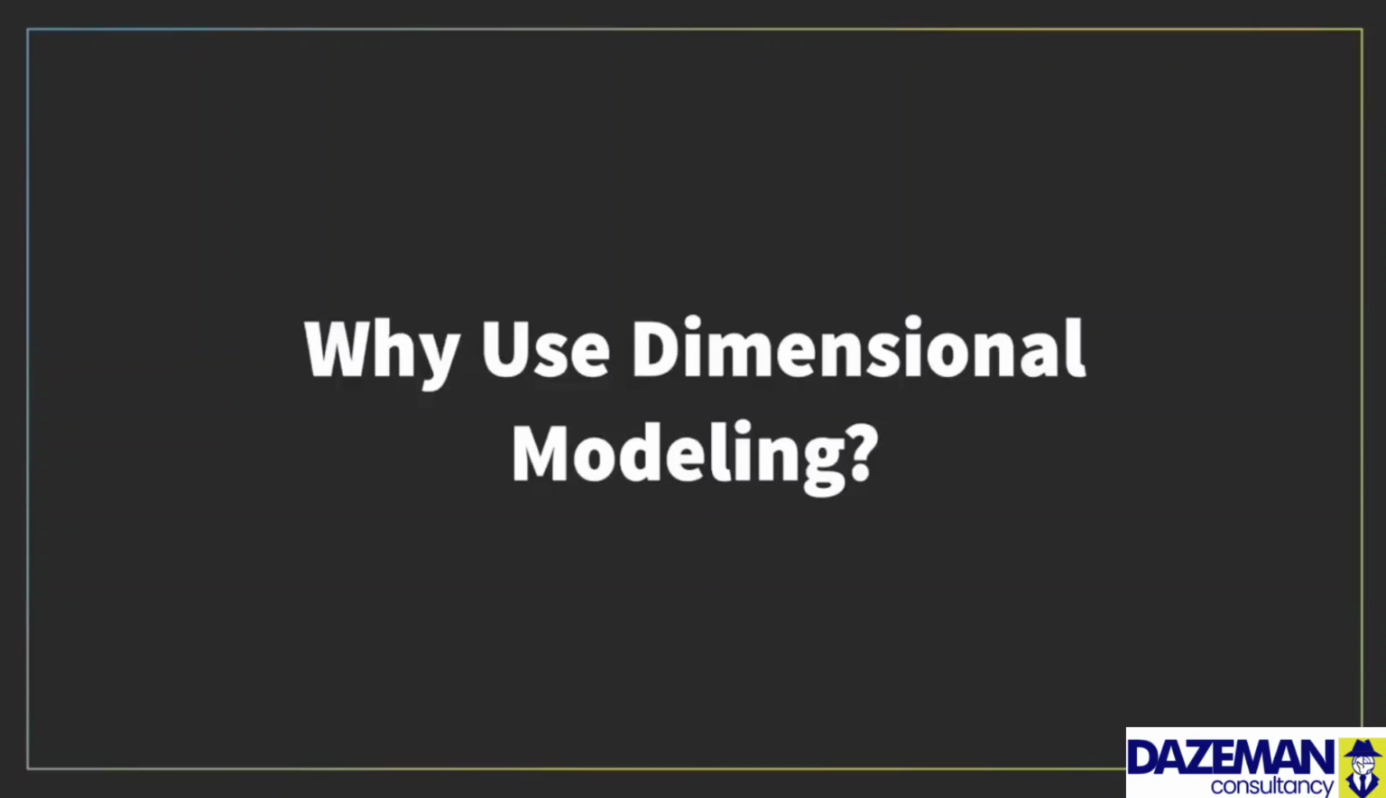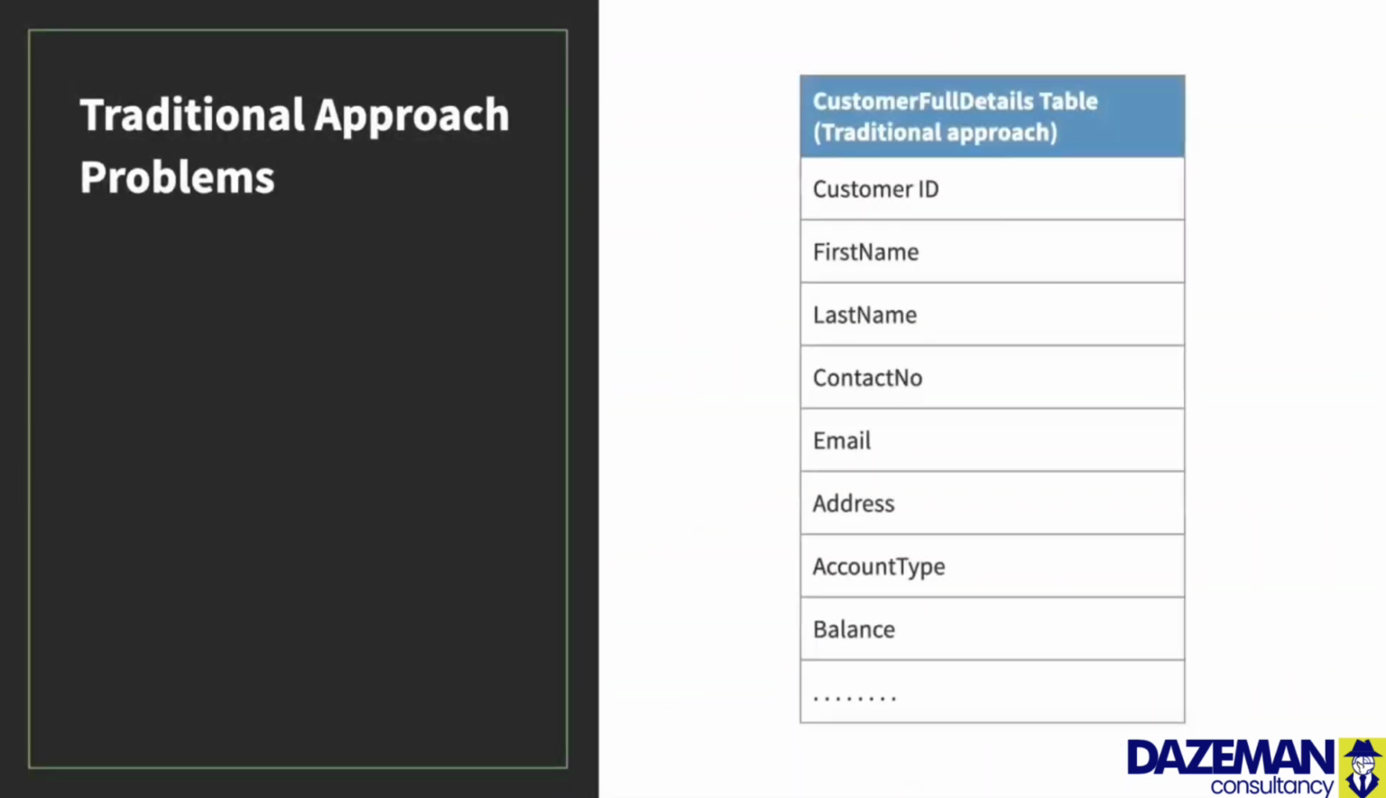Do you know why dimensional modeling is more popular than a traditional approach? The short answer is high performance and better usability. Let me explain. Assume that a bank wants to track information about a specific customer and their accounts.